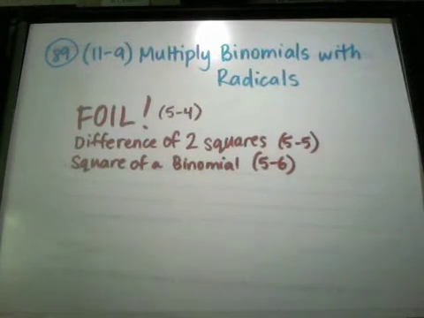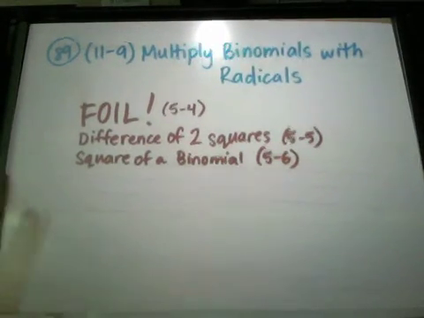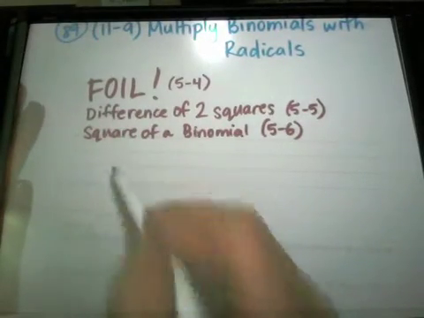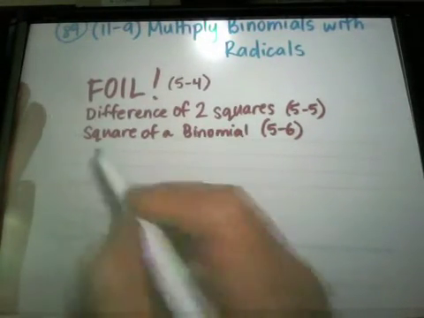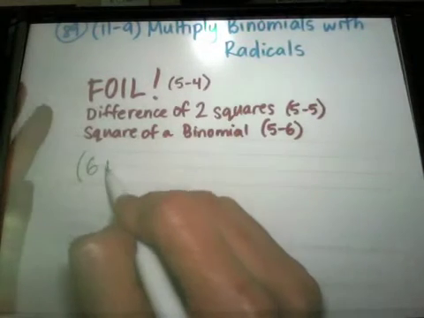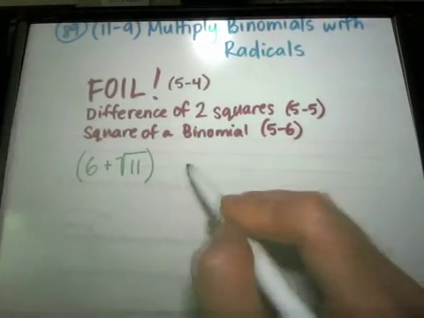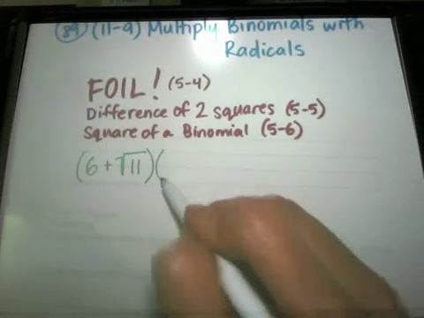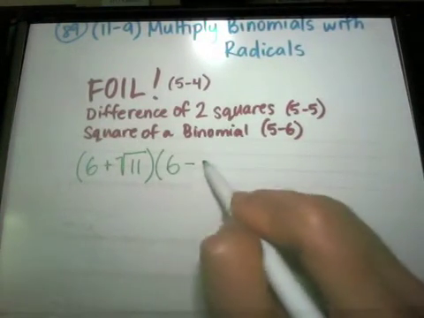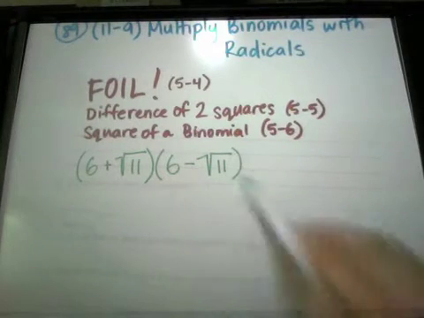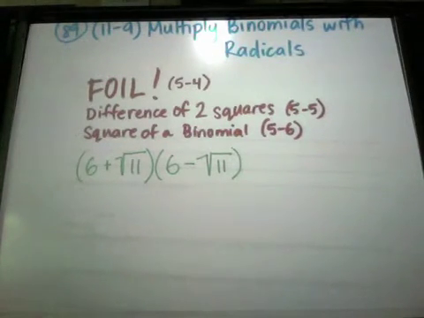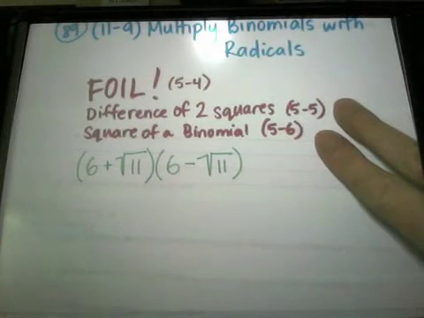So let me start with just a basic one. And you guys maybe can tell me which one of these we want to use. 6 plus the square root of 11 times 6 minus the square root of 11. You can FOIL this. You can FOIL any pair of binomials and it will always work. But there's also these two special patterns.